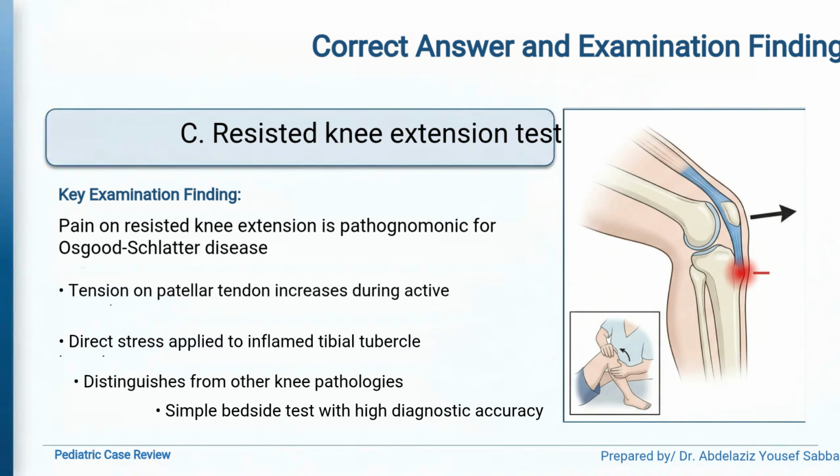The McMurray test assesses meniscal pathology, not apophyseal injury. The Lachman test evaluates anterior cruciate ligament integrity. The Apley scratch test is used for shoulder range of motion assessment and has no role in knee diagnosis.